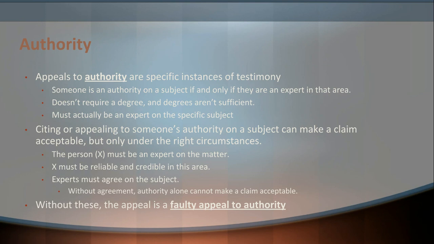Furthermore, citing or appealing to somebody's authority on a subject can make a claim acceptable, but only under the right circumstances. If we're dealing with highly trained experts on a given subject, or people who are experts in general on something, but the conditions aren't right, we can't use their authority as justification for the sort of premise that we're working with. Essentially, it's a question of how much can we trust a particular testimony given a particular subject matter.